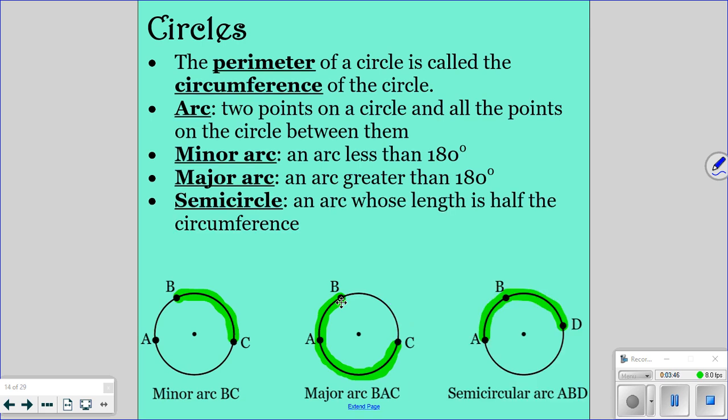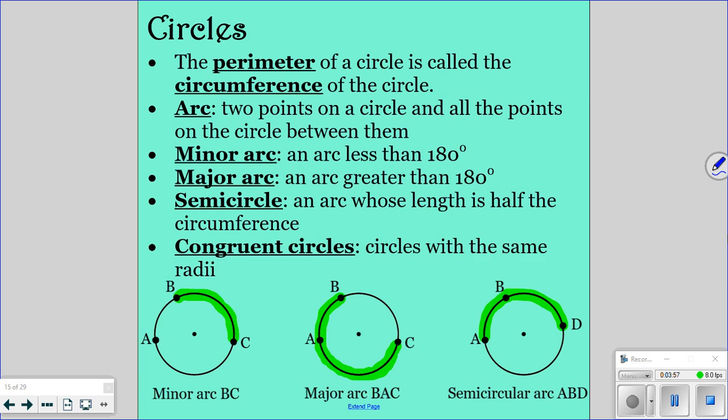Semicircles are exactly half of your circumference. It's exactly 180 degrees. And if you have congruent circles, those are circles that have the same radii. Okay, so hopefully all of that is review from geometry. None of it's new.